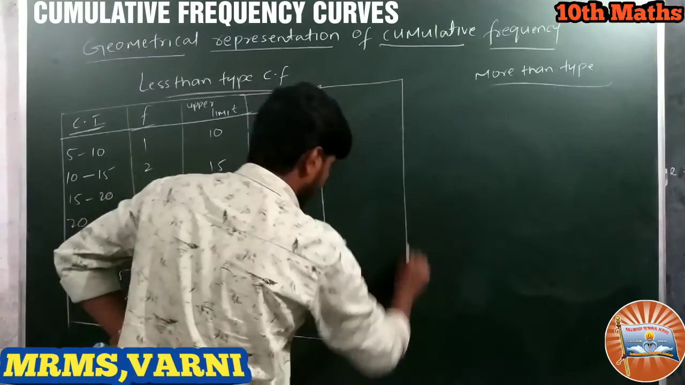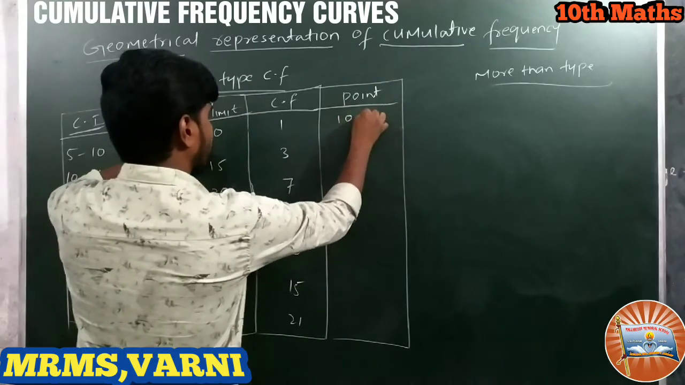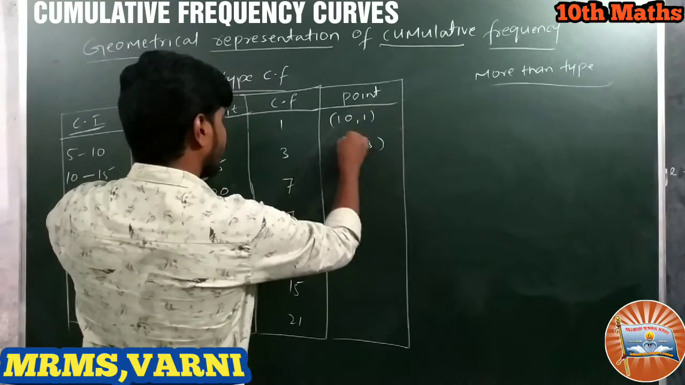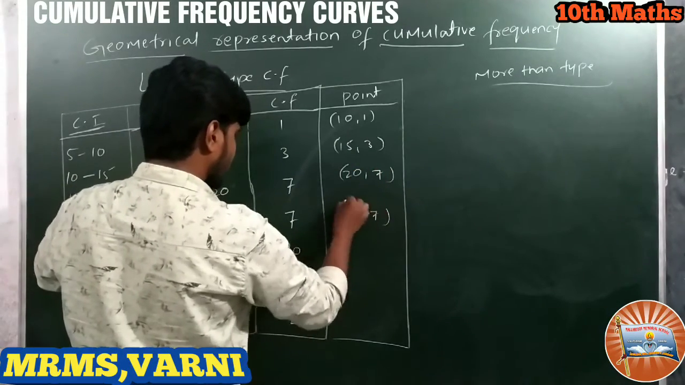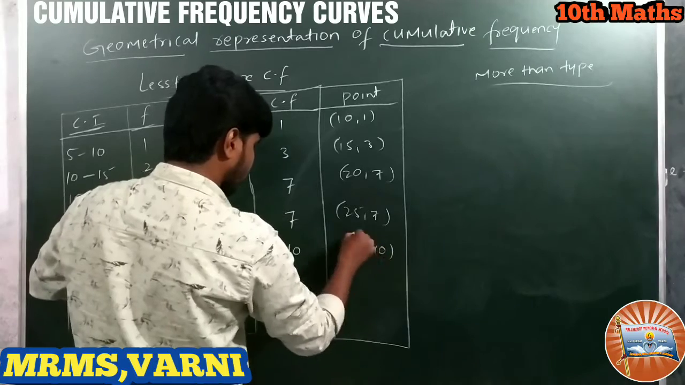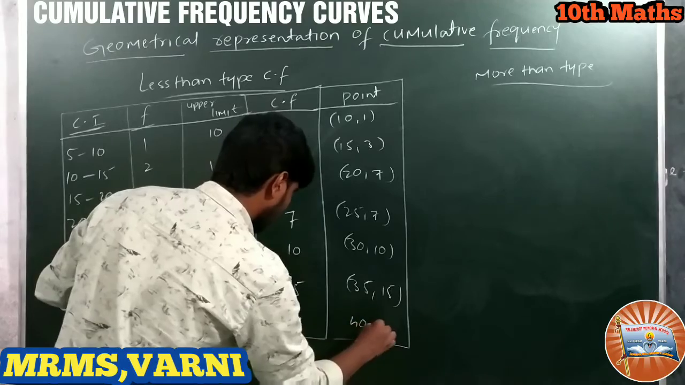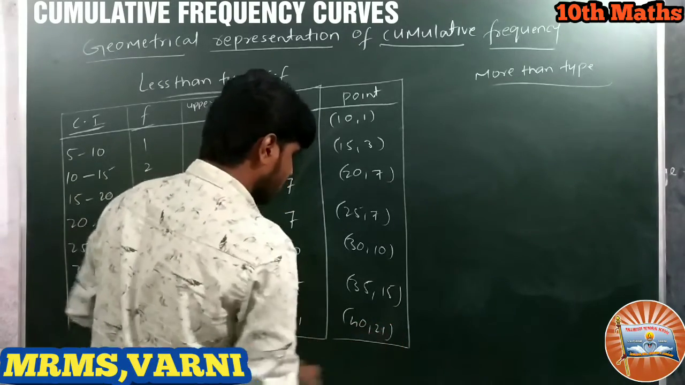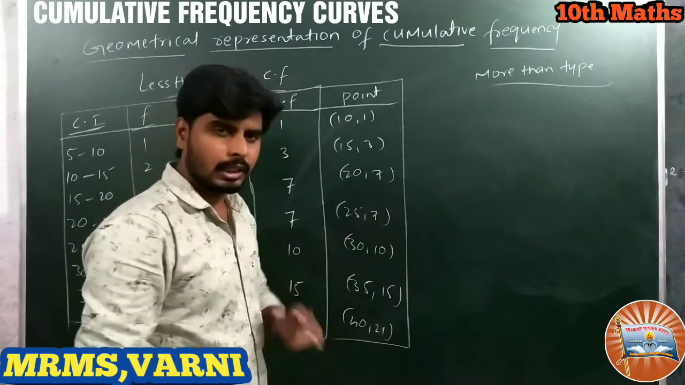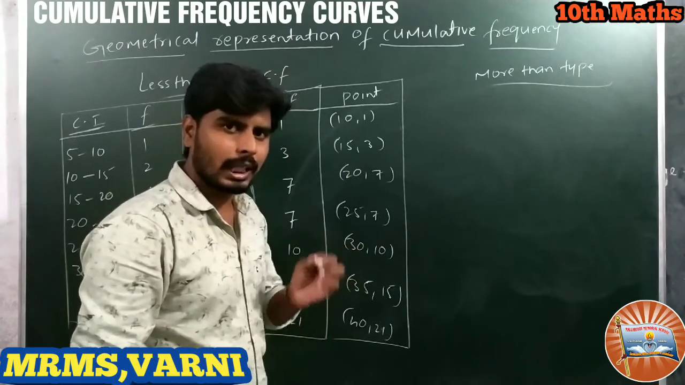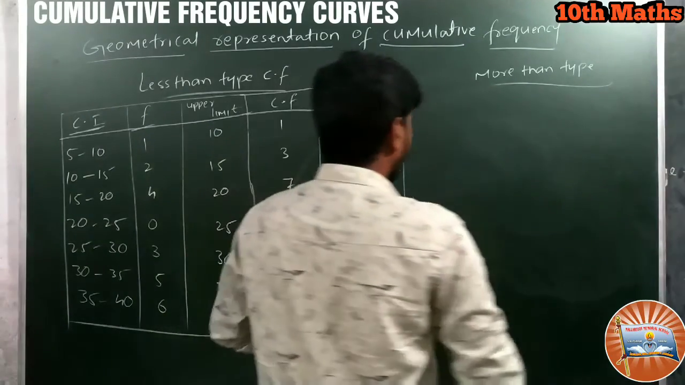So let us take the points here. The points become 10, 1; 15, 3; 20, 7; 25, 7; 30, 10; 35, 15 and 40, 21. These points we have to represent on the graph. If we represent this on the graph, we get the curve. That curve is called less than type ogive curve or less than type cumulative frequency curve. Let us try to draw here.